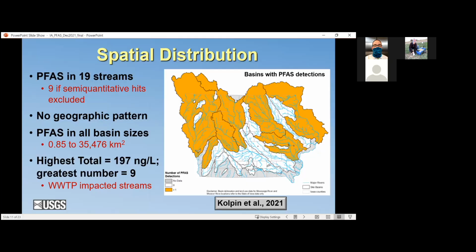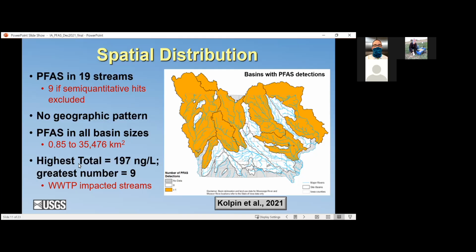Looking at the spatial distributions, PFAS were detected in 19 of the 60 streams that were sampled. Again, only 9 would have had detections if we excluded those semi-quantitative hits. I won't rehash that, but those are very important to include. I didn't see any really obvious pattern to the spatial distribution. These basins in yellow are those basins where at least one PFAS was detected in at least one of the samples that were collected. PFAS was detected in a range of basin sizes, from very small streams to rivers as big as the Mississippi River.